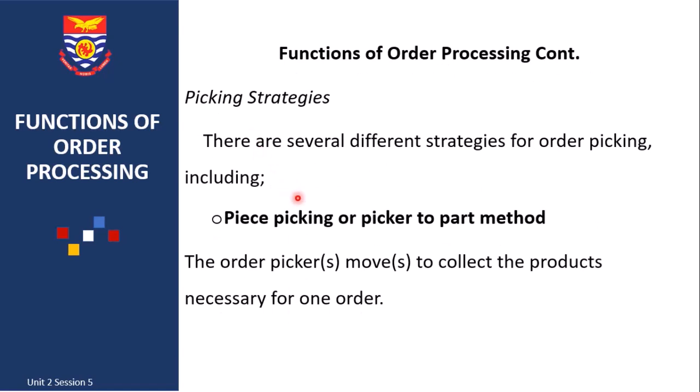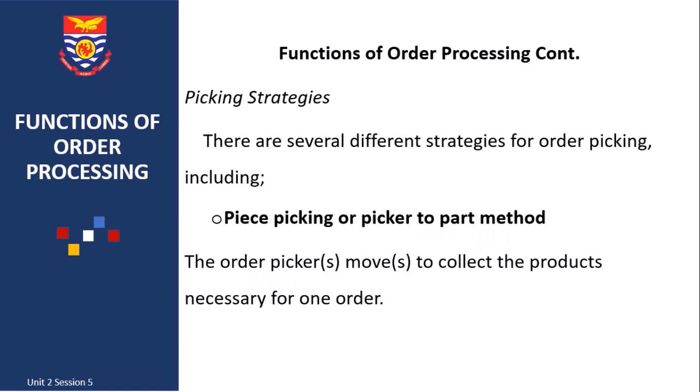So in order to prepare the customer's orders, obviously in a typical warehouse or distribution center or in a typical store or supermarket, goods are stored in shelves or racks or whatever storage medium that they have. So the first step in processing a customer's order is to pick the items, and there are several picking strategies that an organization might undertake in making the customer orders available. The first one is piece picking or picker to parts method.